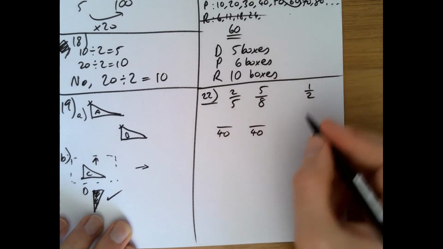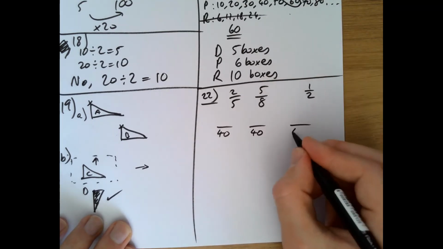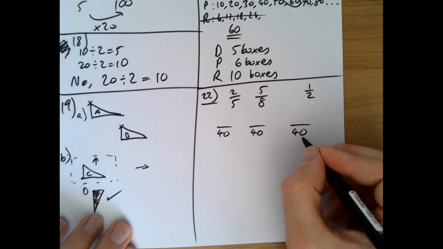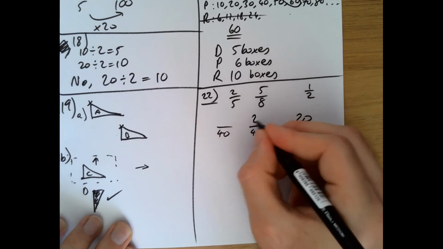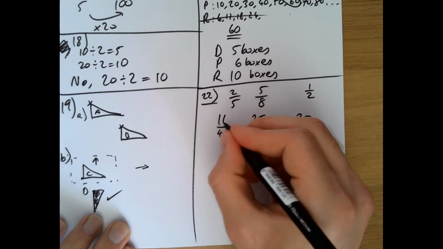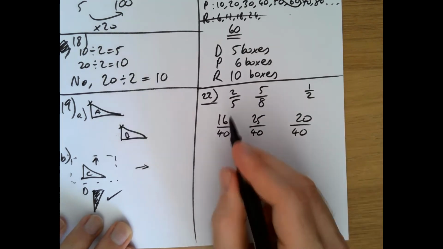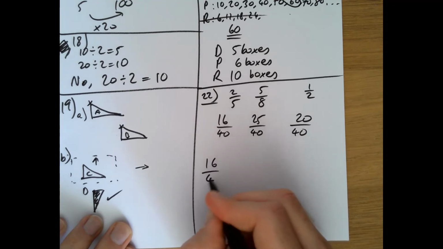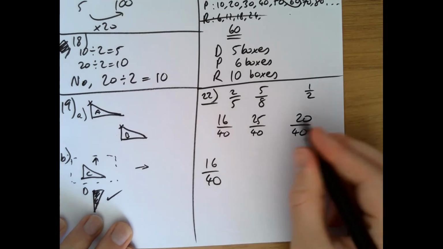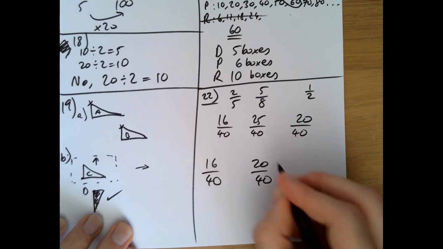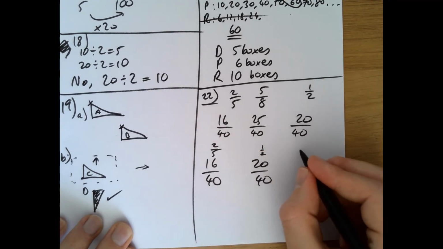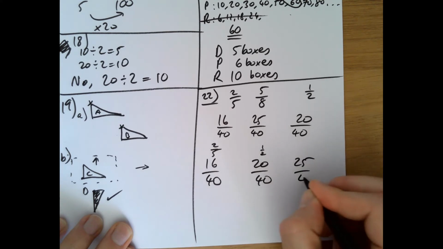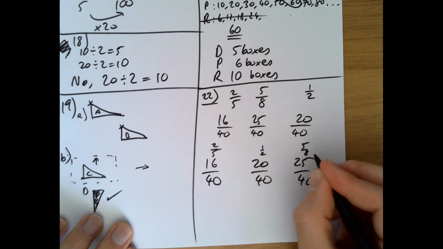In fact, let's do it for half as well. So 1/2 is going to be times that by 20, you get that. Times that by 20, you get that. Times that by 5, you get 25. Times that by 8. Okay, so we've got 16 over 40. Then we've got 20 over 40. Okay, so this is a half. This is 2/5. And this is 5/8.